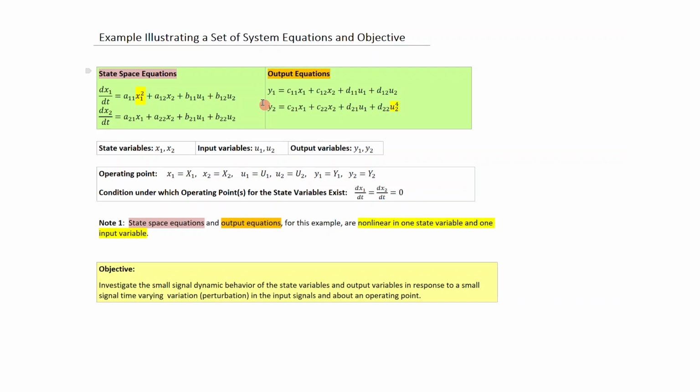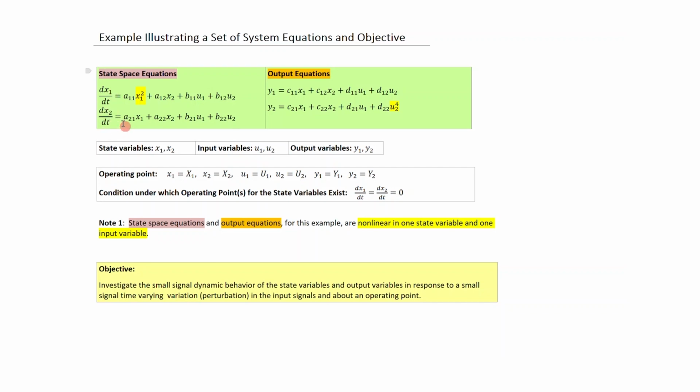The next thing would be to establish the operating point. The operating point would be if you hold u1 steady, that means u1 at some capital U1 and u2 at some capital U2. If you do that, that means that under steady state conditions there can be no time variation in the state variables. If there's no time variation, that means the state variable derivative with respect to time would be equal to 0 for this one as well as this one.